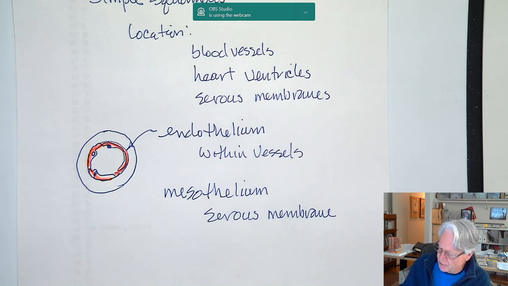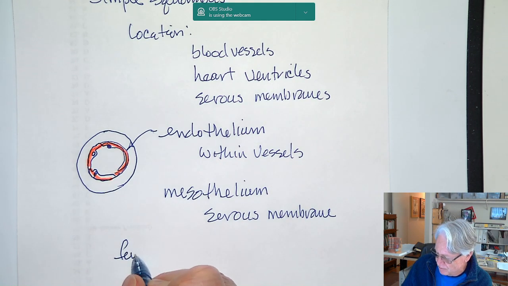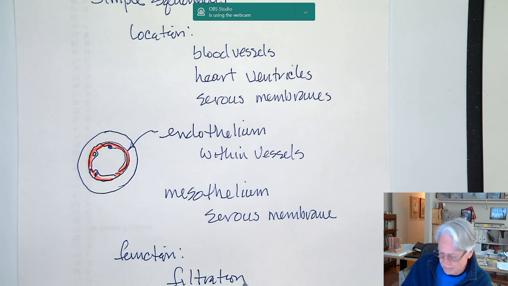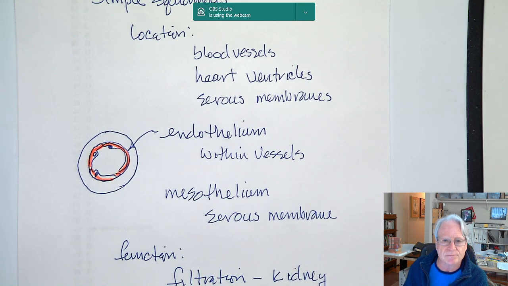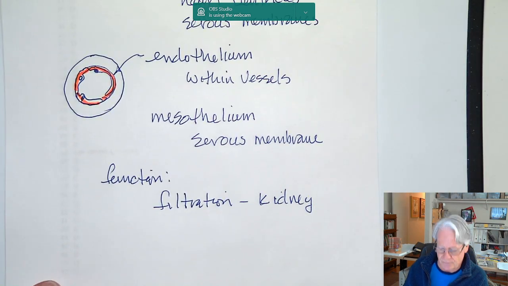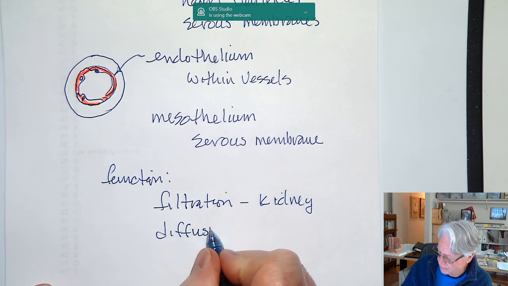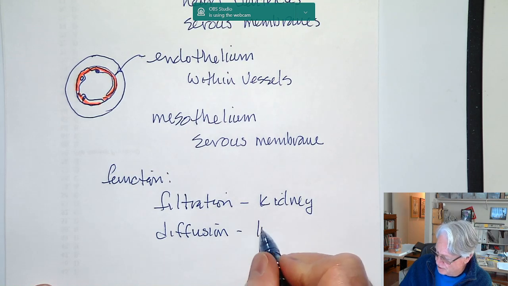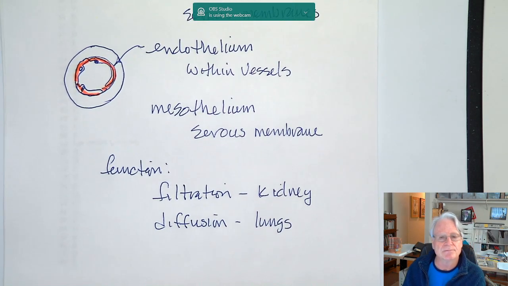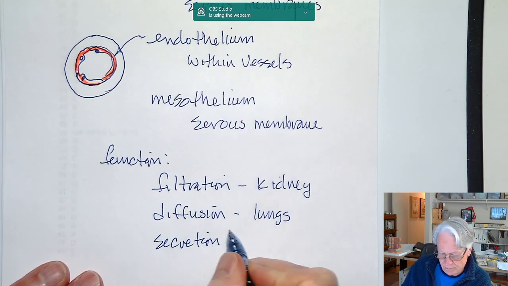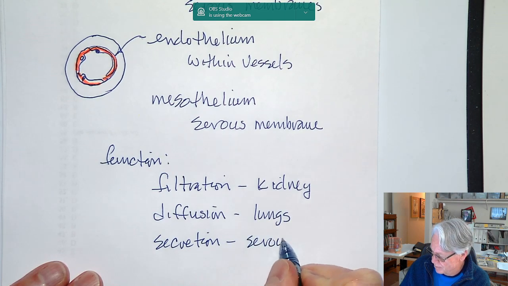Okay, so that's location. Let's talk a little bit about function. Function is filtration. And here we can look to the kidneys as an example. Diffusion. The lungs, perfect example. Secretion. And this would be serous membrane.